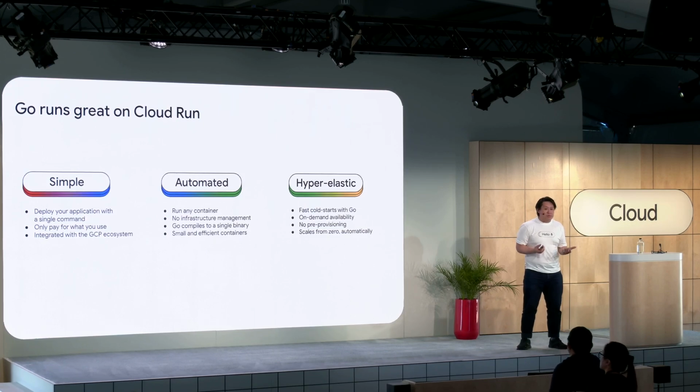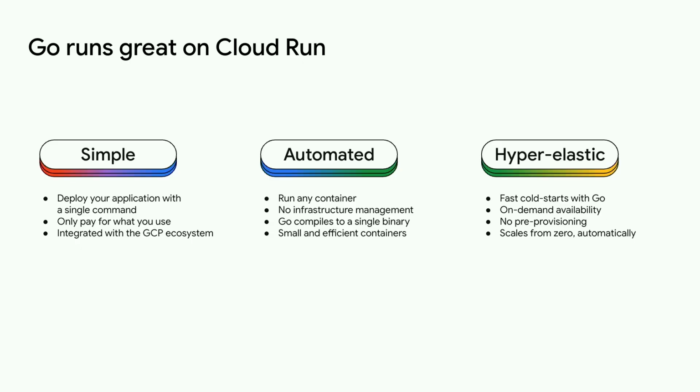Cloud Run is a great option for deploying your Go application because it's simple, automated, and hyper-elastic. It's simple because if you want to build a container and deploy it, great. If you don't, we also have a tool available for you to automatically look at your code, compile it, and deploy it with Google's opinions on how to compile a Go app. It's automated. Run any container. Don't worry about the infrastructure. Set it and forget it, really.